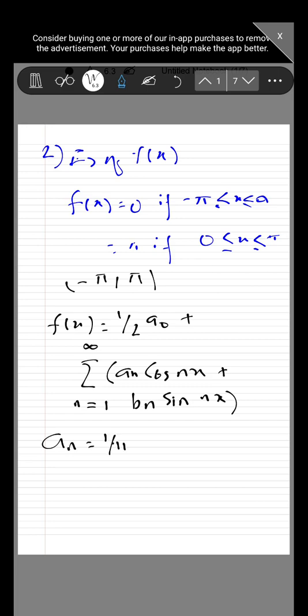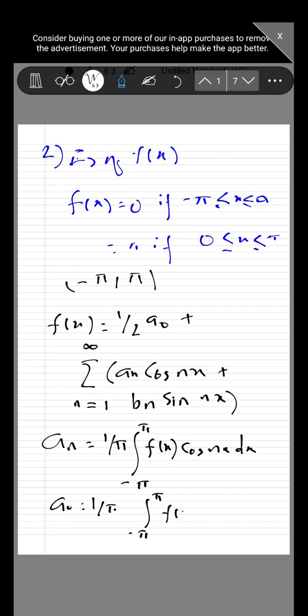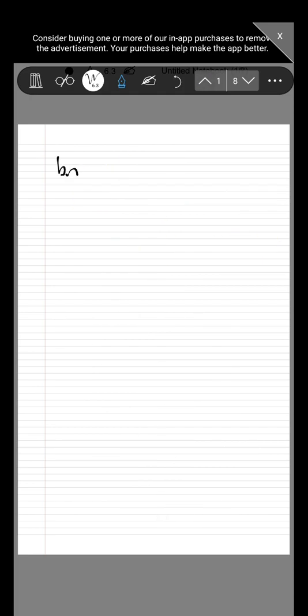a_n is equal to 1/pi integral from minus pi to pi of f(x) cos nx dx, and a0 as equal to 1/pi integral from minus pi to pi of f(x) dx. And b_n is equal to 1/pi integral from minus pi to pi of f(x) sin nx dx.